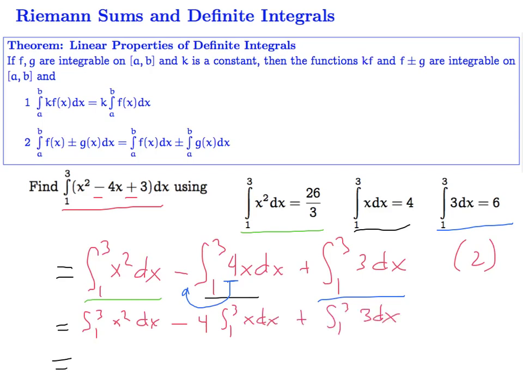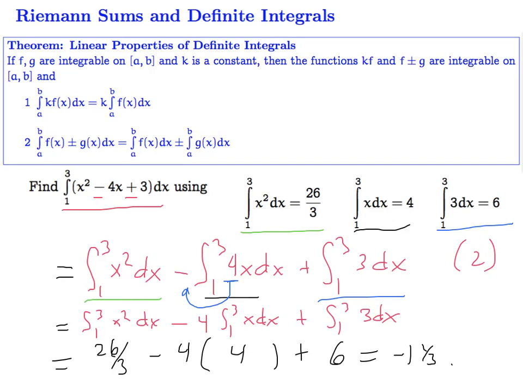And so now we're left to simply substitute and compute. We know this is 26 thirds minus 4 times 4 plus 6. And what we simply want to do then is add all these things together, and if we do our arithmetic correctly, we'll get negative 1 and 1/3.